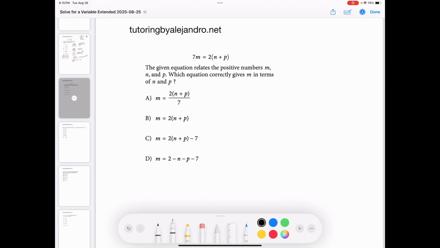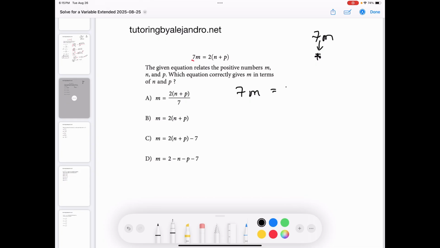Okay, so we have 7m equals 2 times n plus p in parentheses, right? And they're asking which equation correctly gives m in terms of n and p. This actually seems like an easier one because the only thing that I need to get rid of is the 7, all right? And if you recall correctly, if you see a number right next to a variable, that means they are multiplying, right? So I'm going to apply the opposite operation.